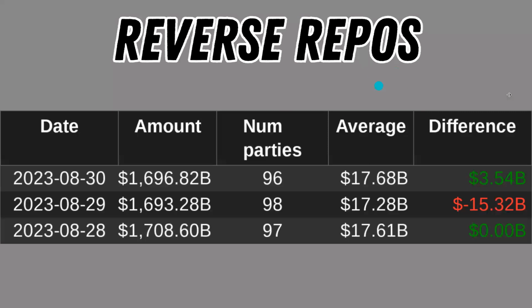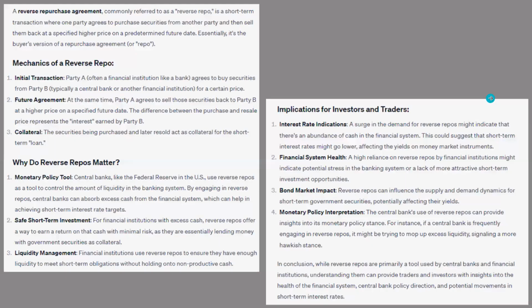Reverse repos. So we're not seeing much in the reverse repo market right now, and we'll basically explain why that's kind of important. A reverse repurchase agreement is commonly referred to as a reverse repo. It's a short-term transaction where one party agrees to purchase securities from another party and then sell them back at a specified higher price on a predetermined future date. Essentially, it's the buyer's version of a repurchase agreement, or repo.